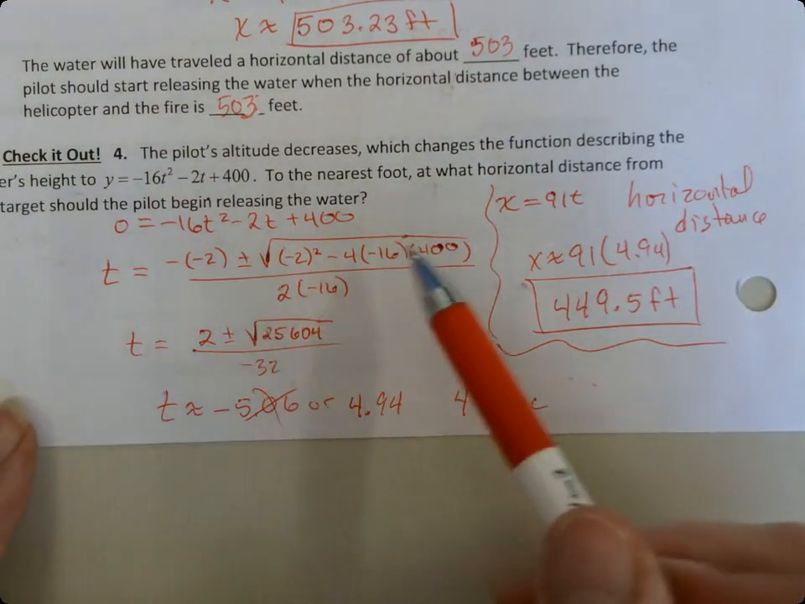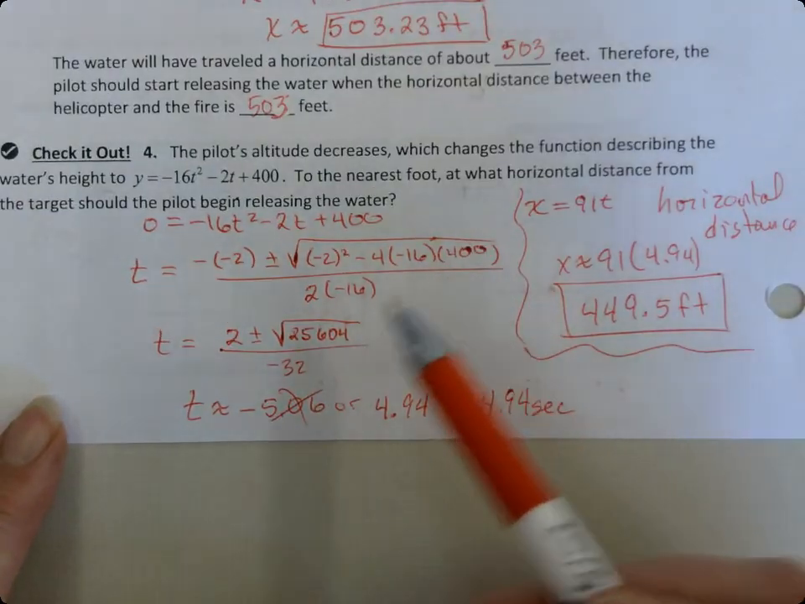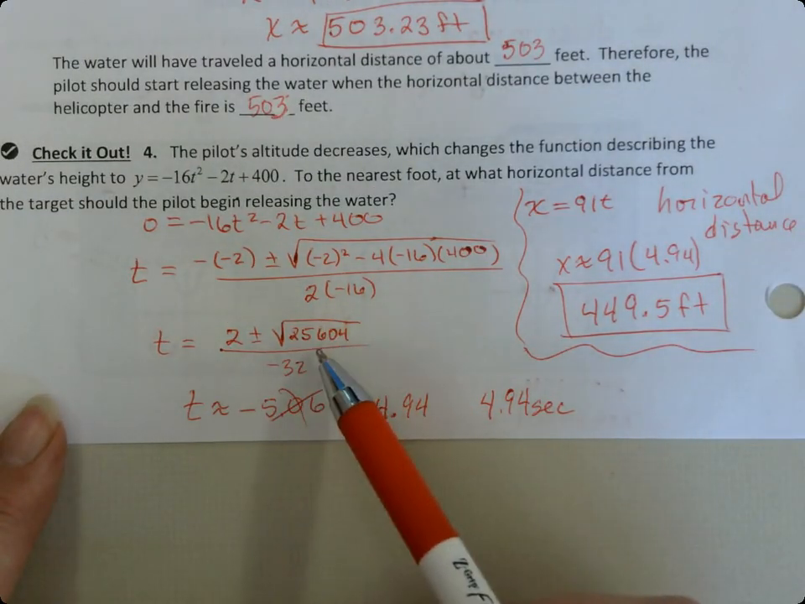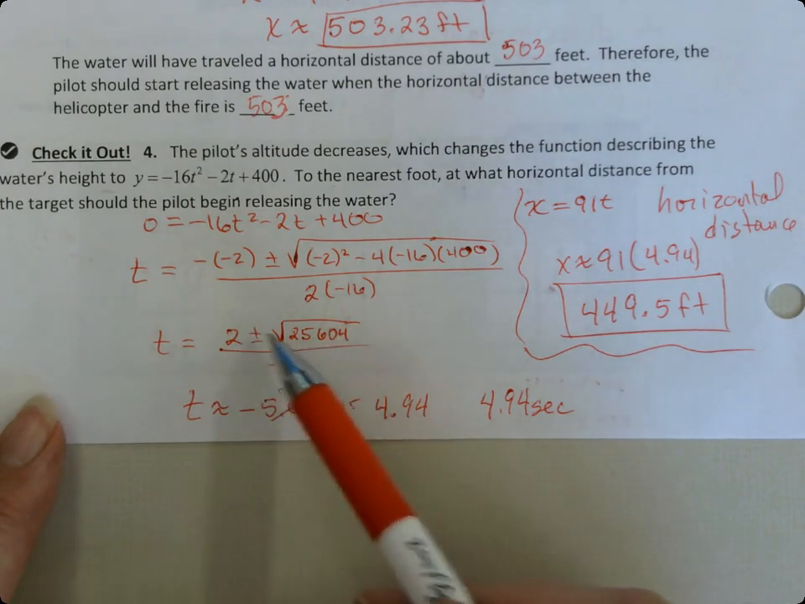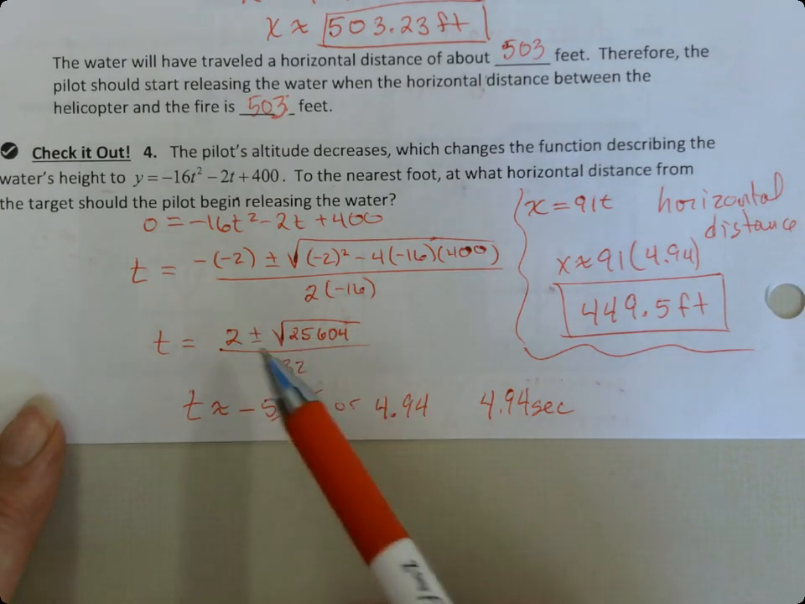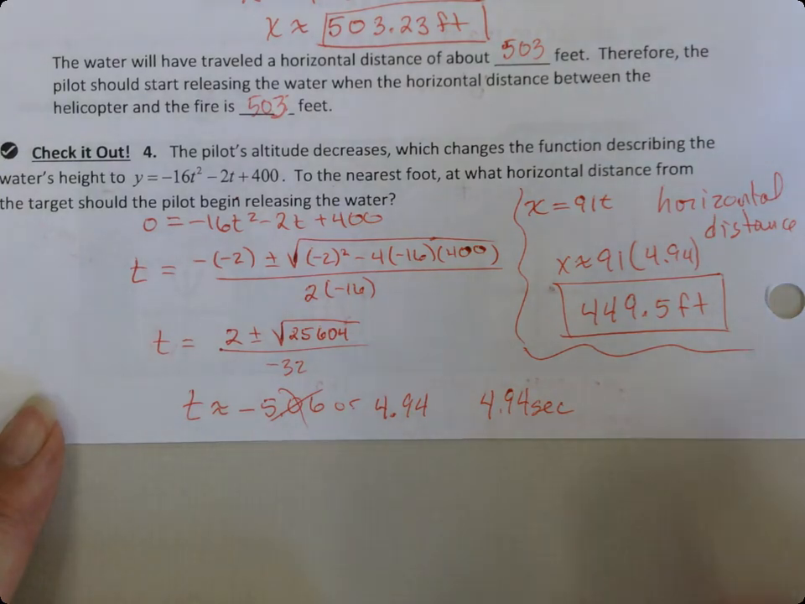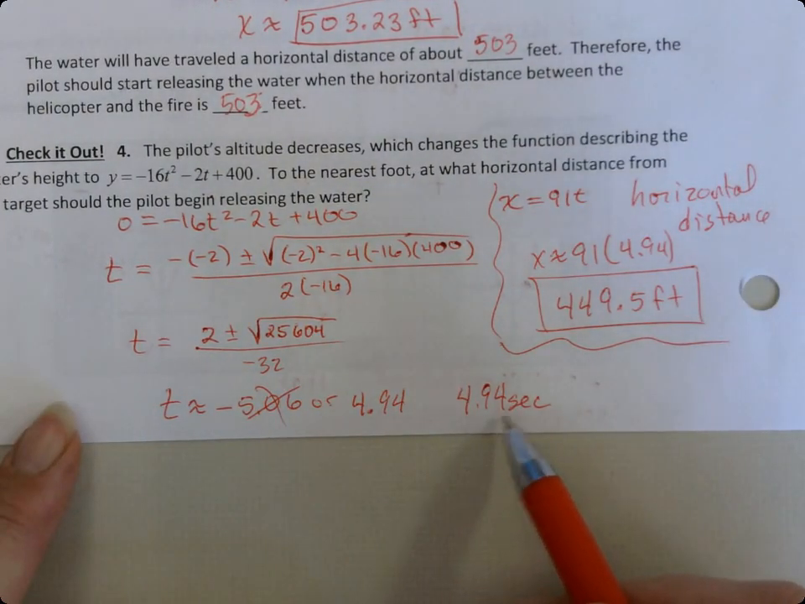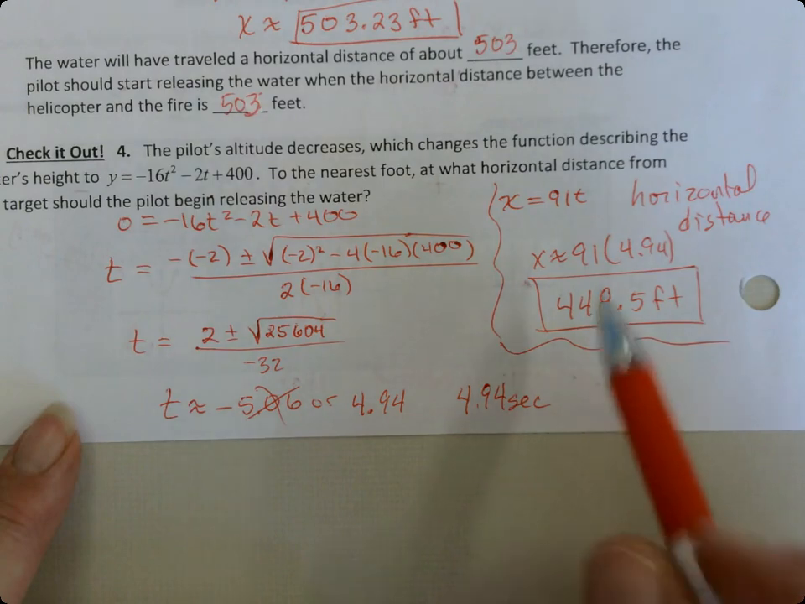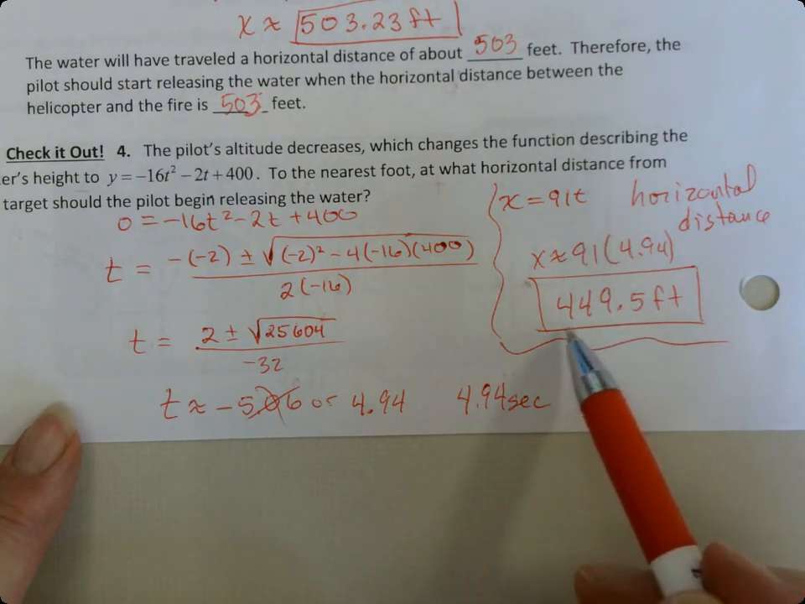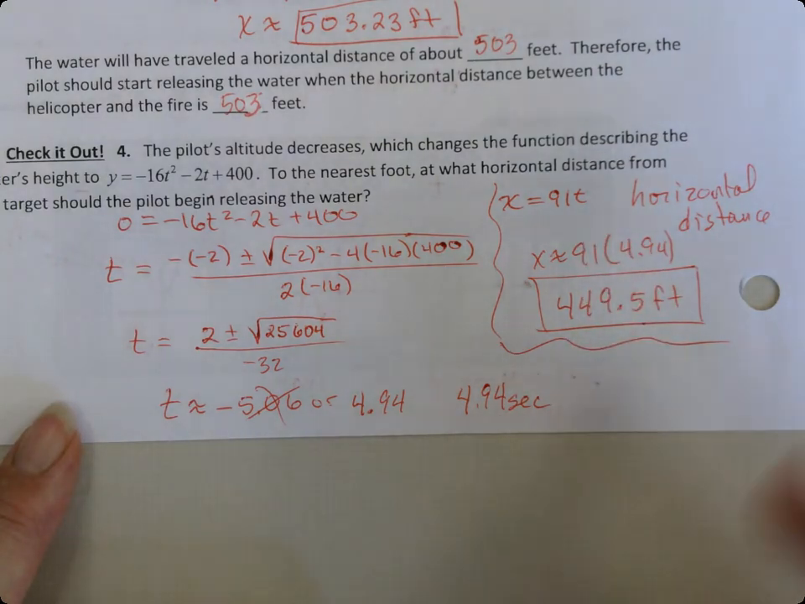All right, I plugged everything in, so you can always pause this recording. I have 2 plus or minus, and my number under the square root is 25,604. I went through, I added it, and I got negative 5.06. I subtracted, and I got 4.94. So the time is 4.94 seconds to hit the ground, and that means the horizontal distance would be approximately 449.5 feet.